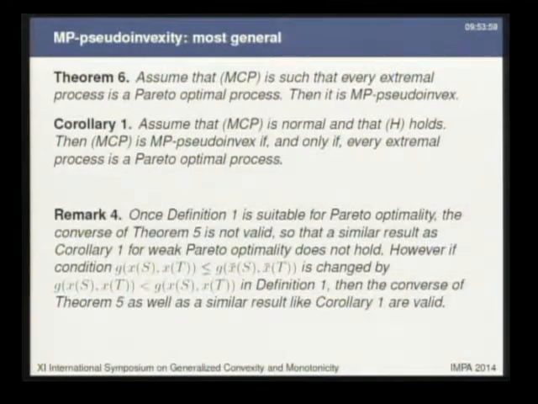Now the converse result. Assume that the problem is such that every extremal process is a Pareto optimal process. Then necessarily it is MP pseudo-invex. This is a corollary of the last two theorems. Assume that the problem is normal and that hypothesis H holds. Then the problem is MP pseudo-invex if and only if every extremal control process is a Pareto optimal process. So here we generalize for multi-objective control problems the result from Martin.